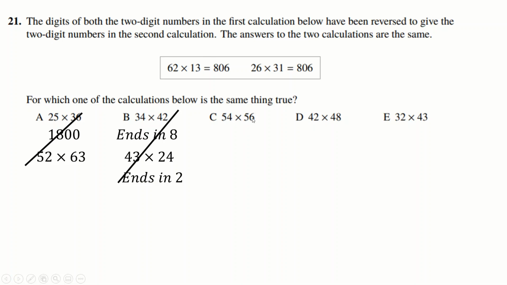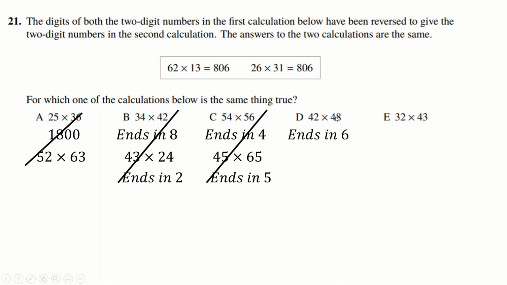Same thing here, just work out the last digit is a 4, because 4 times 6 is 24. Swap them over, last digit, 5 times 5 is 25, is a 5, so that can't work. These two last digits should be a 6, 2 times 8 is 16, carry the 1. Swap them over. 4 times 4 is also 16, carry the 1. So this could work, even though I haven't actually tested it.